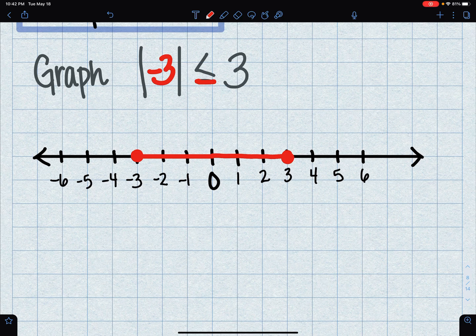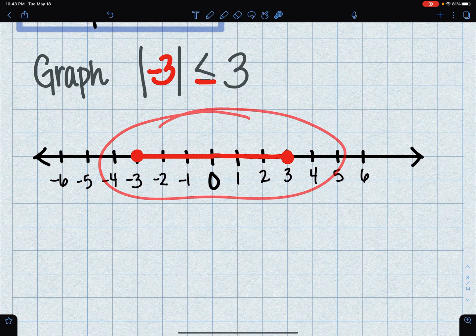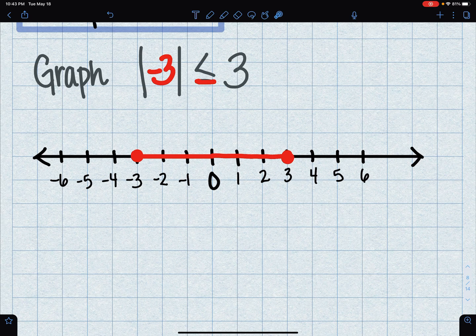So yeah, that's it. That's the answer. The answer is this graph. Does that make sense to you? Hopefully. Let's do another one.